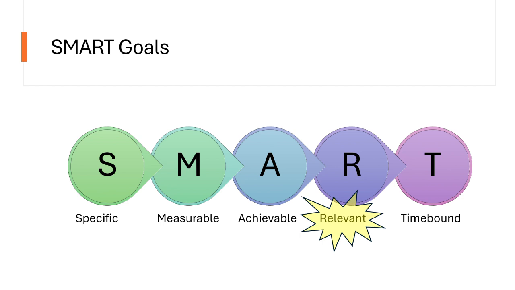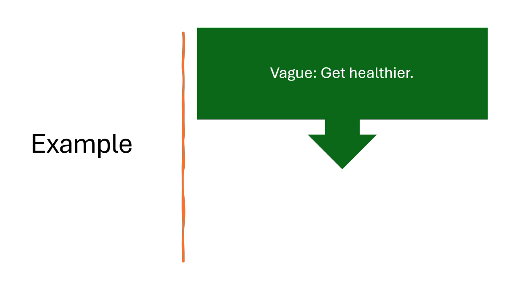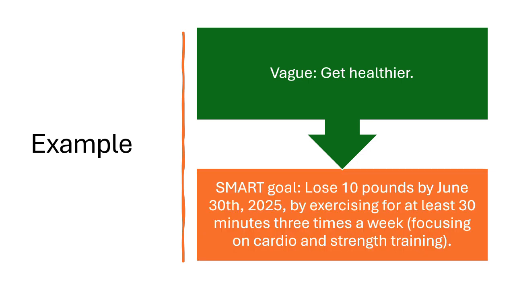Like, why am I learning how to do this? How does it fit into the big picture of things and get me closer to what I ultimately want? So for example, a lot of times at the beginning of the year, people have this vague intention to just want to get healthier this year. If we were to make this into a SMART goal, it might look something like this.